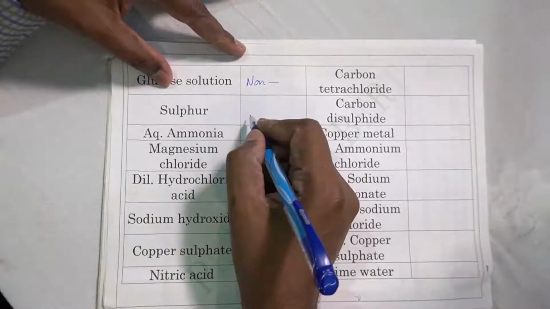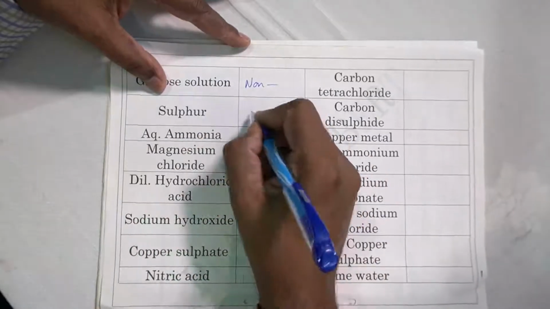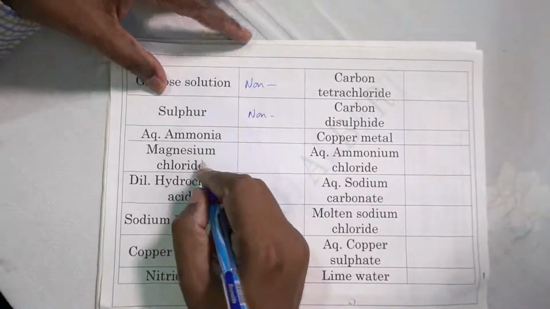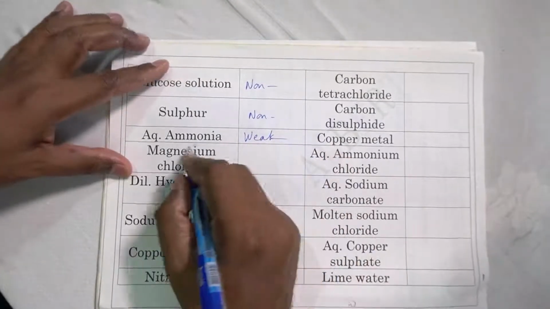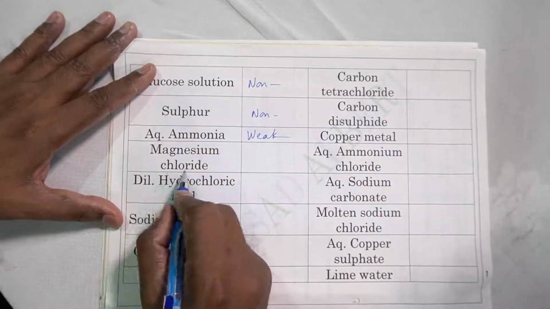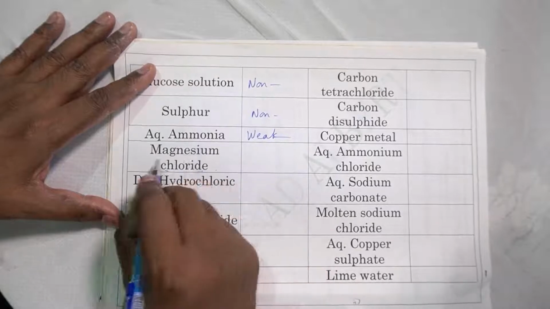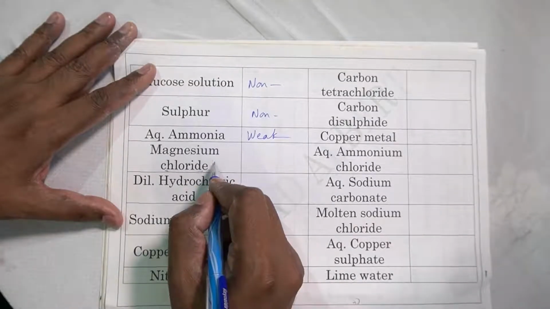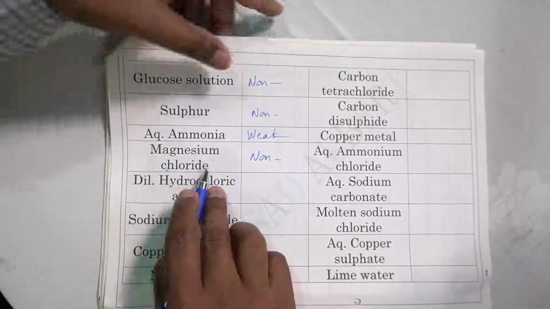Sulfur is a solid. It's an element, not a compound, and it's a solid at ordinary temperature, non-electrolyte. Aqueous ammonia is a weak electrolyte. Aqueous ammonia solution, that is ammonium hydroxide, is a weak electrolyte. Magnesium chloride is a salt of hydrochloric acid, and no state is mentioned, so it is a solid at ordinary temperature, so it is a non-electrolyte.